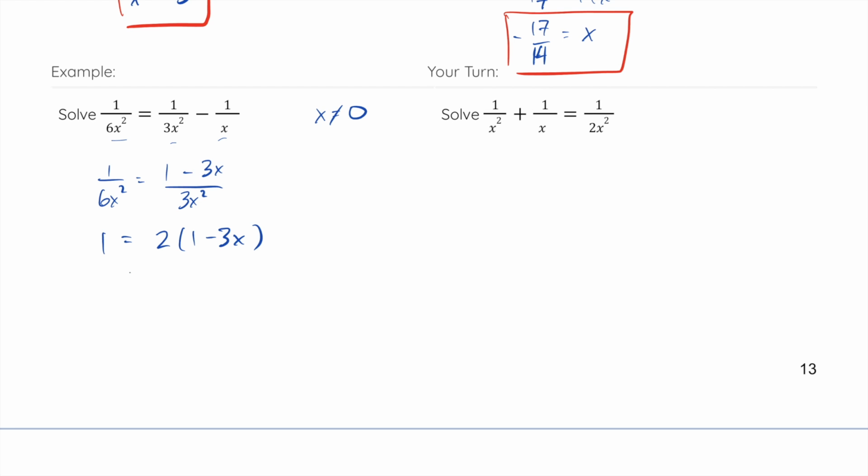Then we get 2 minus 6x is equal to 1. So negative 1, negative 6x. So x is equal to 1 over 6. And that is not 0, so that is an acceptable solution.